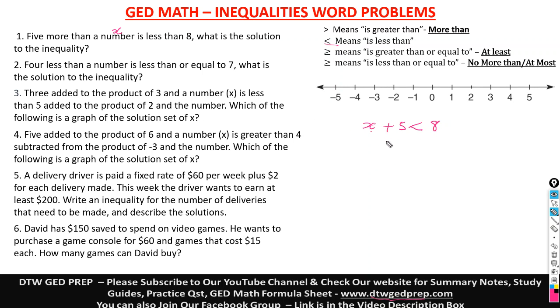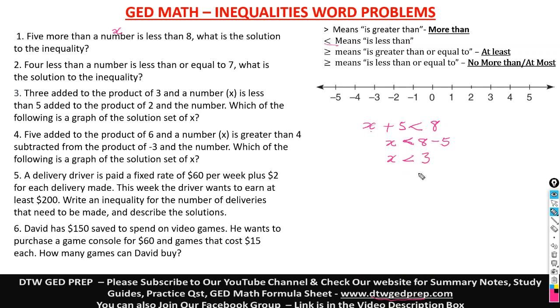To solve this, all we need to do is take positive 5 to the other side. It changes to a negative. So we have x less than 8, then taking 5 over, it becomes negative 5. So we have x less than what? 8 minus 5, that would give us 3. So this is x less than 3.